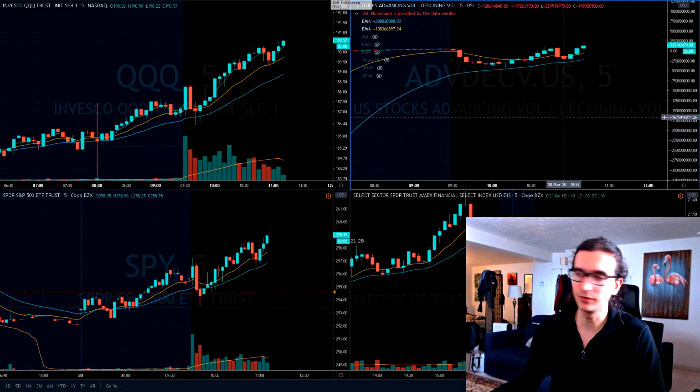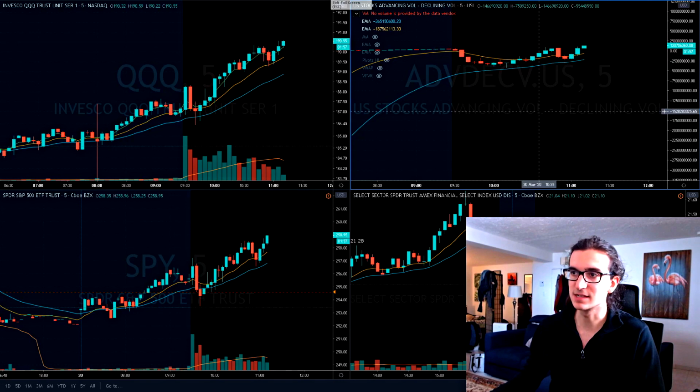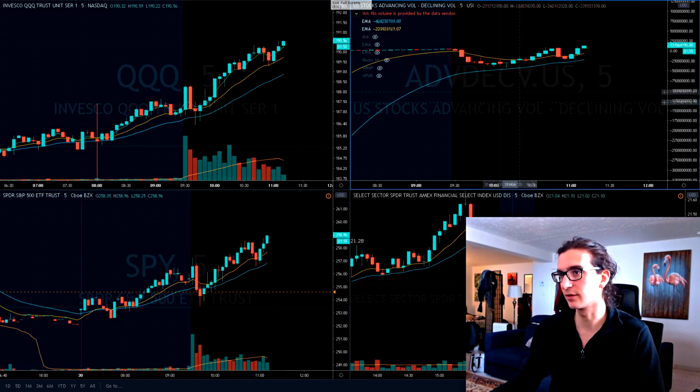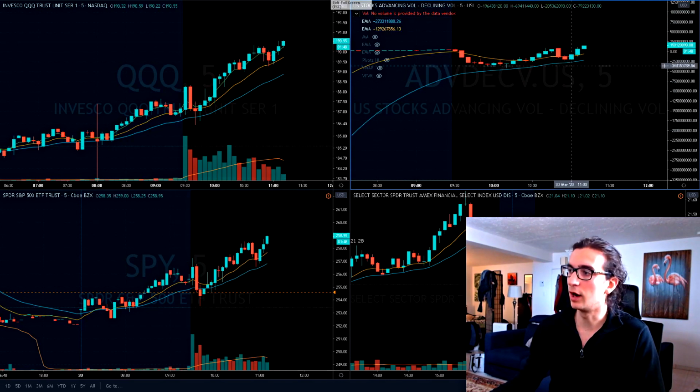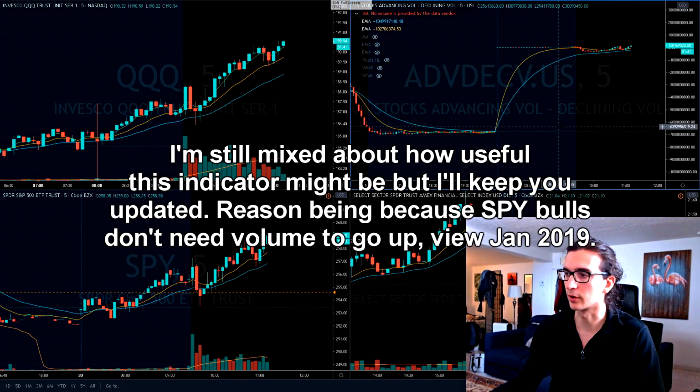Now I was playing with a few of these indicators and TradingView has many of them. So basically what this indicator is here, it says US stocks advancing volume versus declining volume. So this will go up if there's more up volume than down volume in the market, and it will go down if there's more down volume than up volume in the market, okay?